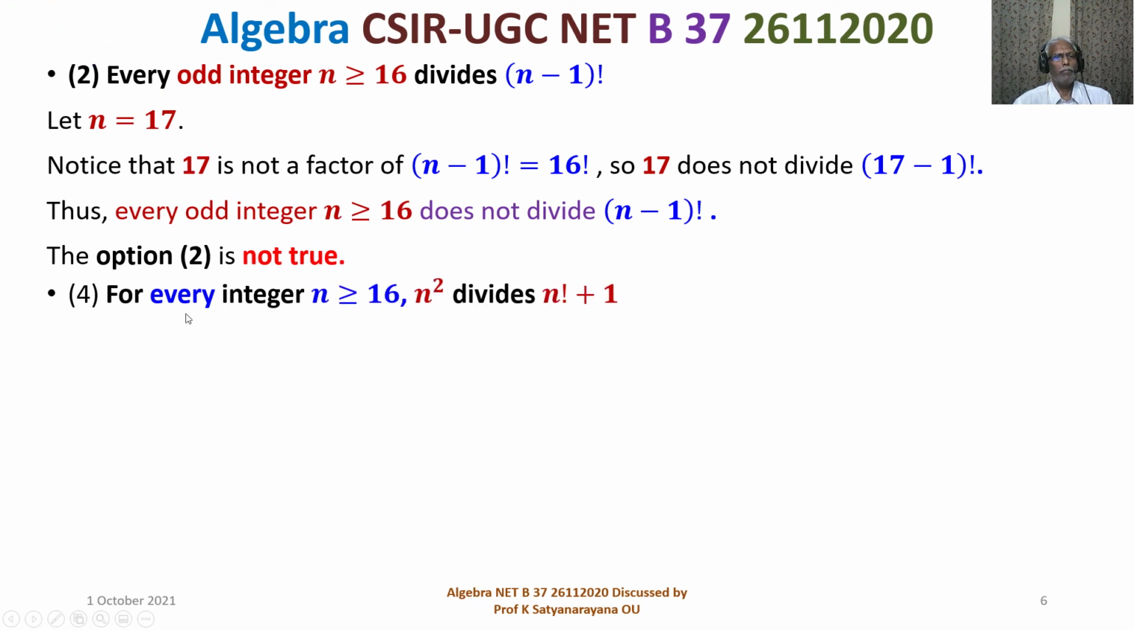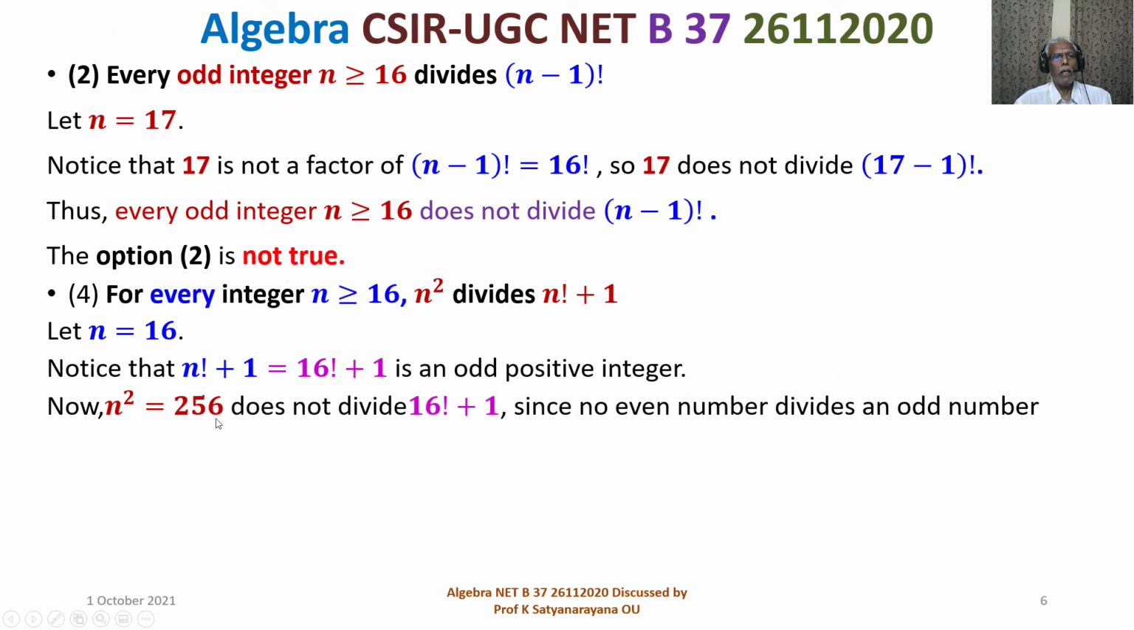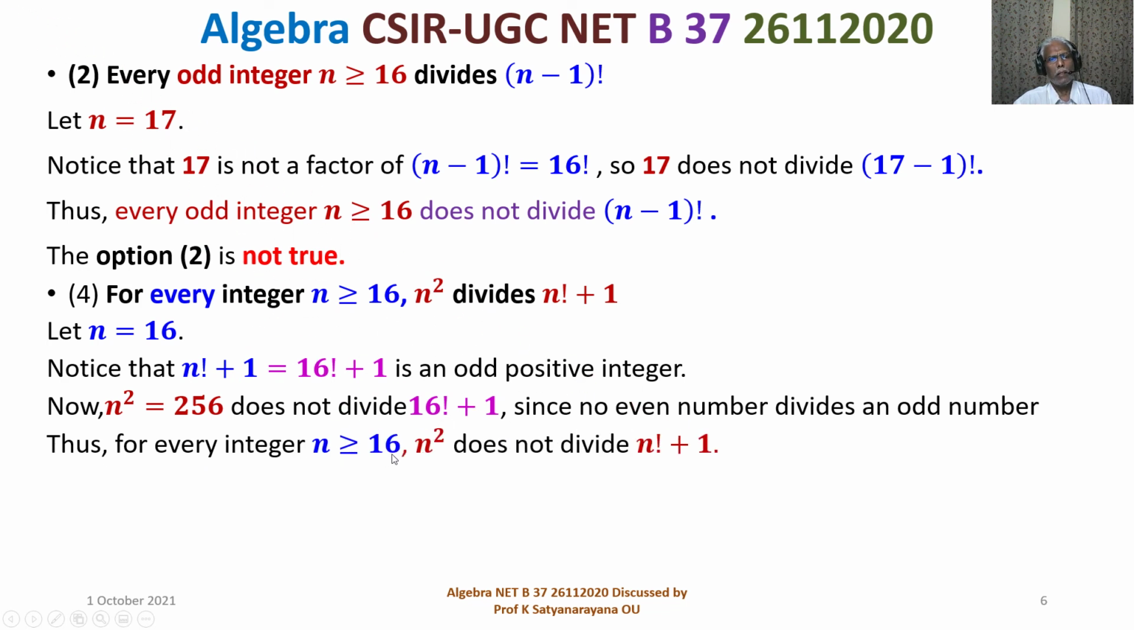Consider option 4. For every integer n greater than or equal to 16, n square divides n factorial plus 1. Let us take n equal to 16. Notice that n factorial plus 1, that is 16 factorial plus 1, is an odd positive integer. Now n square is 256, which is an even number, and it does not divide 16 factorial plus 1, which is an odd positive integer. So n square does not divide n factorial plus 1 for every n greater than or equal to 16. Therefore, option 4 is not true.